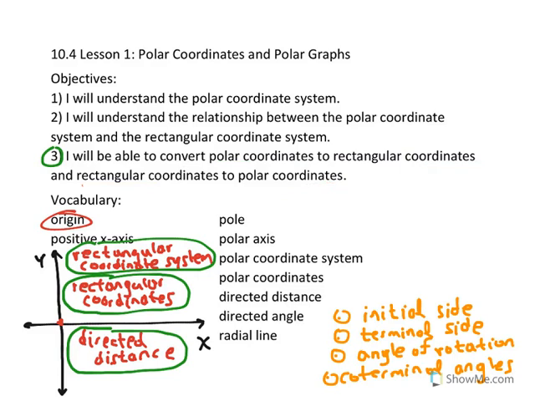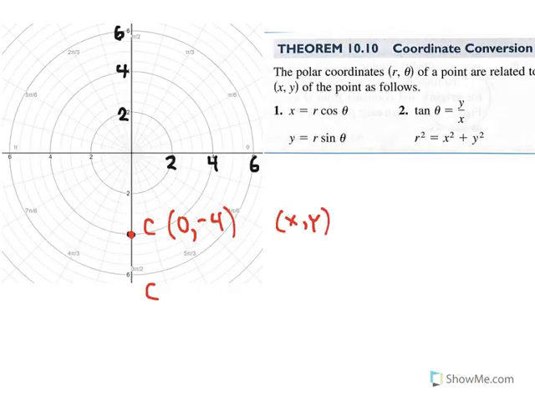So we just saw one example in which we converted polar coordinates to rectangular coordinates, and we saw a second example in which we converted rectangular coordinates to polar coordinates. We will conclude our lesson by doing something very quickly with some points that are easy to work with in both rectangular and polar coordinates. Suppose we have point C with rectangular coordinates 0 for x and negative 4 for y. We can easily write the polar coordinates of point C just by visual observation.